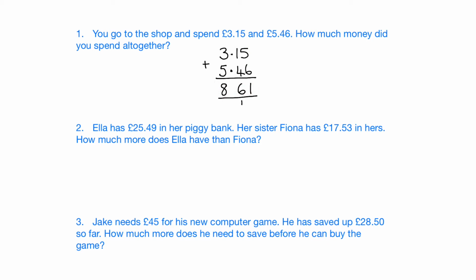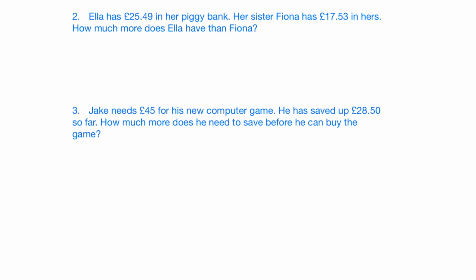That doesn't make sense. And the reason for that is we've got to look at this column of points here, and we've got to continue that. We've got to put the decimal point in, otherwise the numbers are all in the wrong columns and it doesn't work. Now, because it's money, we also stick a pound sign in the front. Okay, so if you go to the shop and spend £3.15 and £5.46, you add them up, and altogether you have spent £8.61. Okay, have a look at the next question.